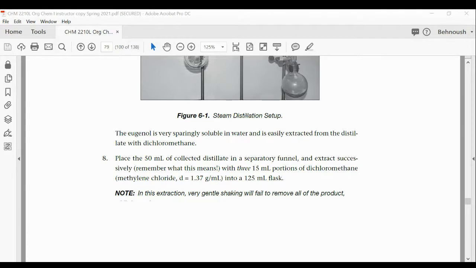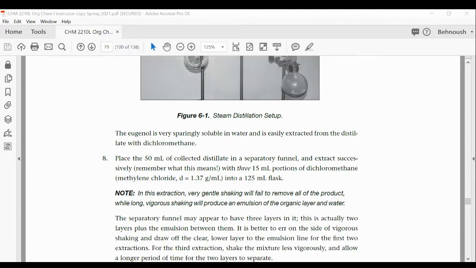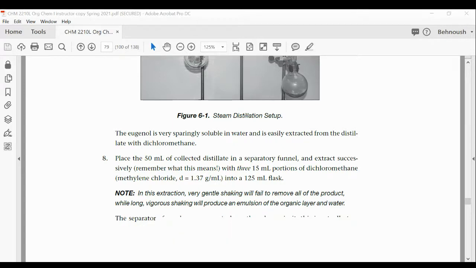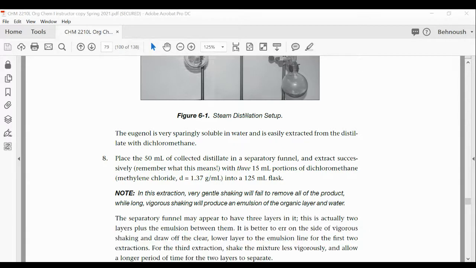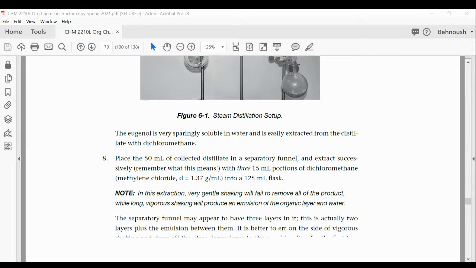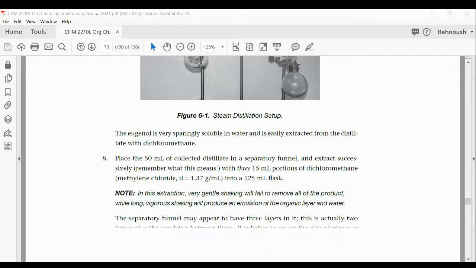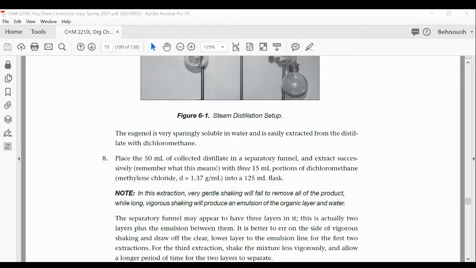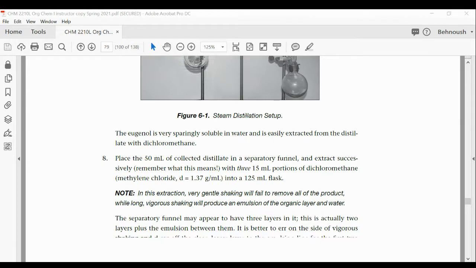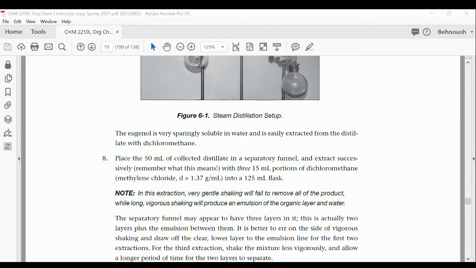1.37, right? If it's 1.37, is that heavier than water or lighter than water? The methylene chloride is going to be heavier, and because it's heavier, all the ones who said the top layer, just change that: the top layer is the aqueous solution, and the bottom layer is going to be the organic layer. In this case, it's not always the top layer being organic, because it depends on the density of the extracting solvent that you are using. Very good.